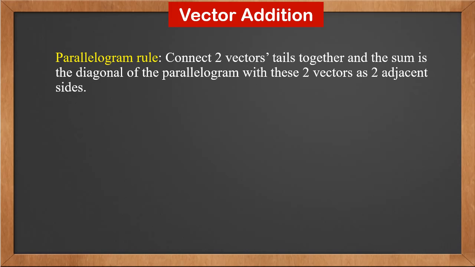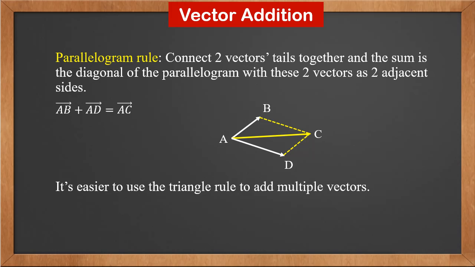When adding two vectors, we can also use the parallelogram rule. Connect two vectors' tails together, and the sum is the diagonal of the parallelogram with these two vectors as two adjacent sides. For example, vector AB and vector AD are connected by tails. To find out their sum, we make a parallelogram with these two vectors as two adjacent sides. And the sum is the diagonal AC. We can see that it's easier to use the triangle rule than the parallelogram rule to add vectors, especially when adding multiple vectors.